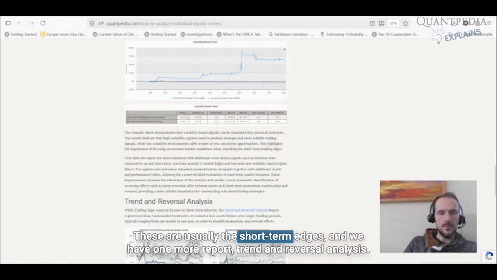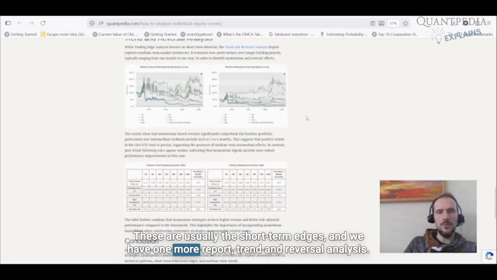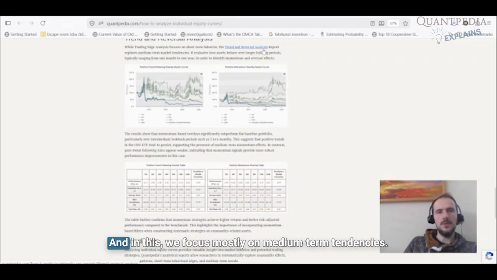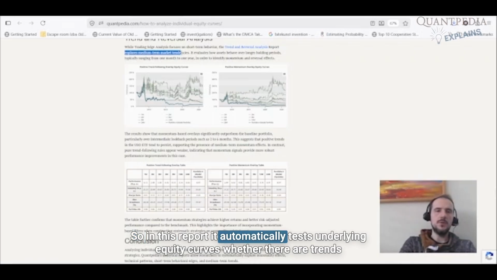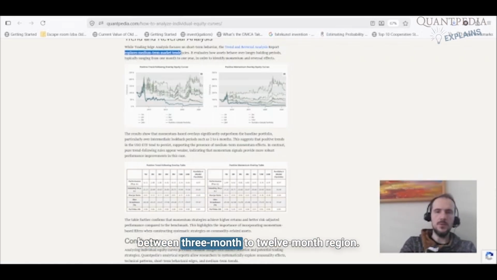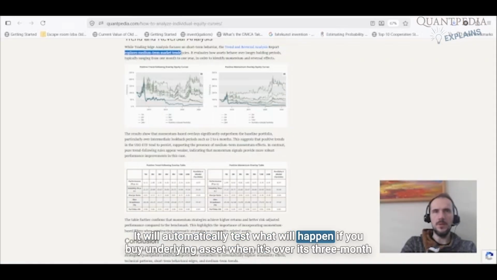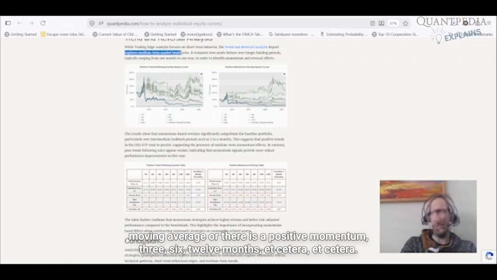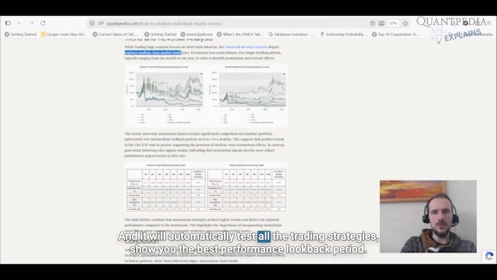These are usually the short-term edges, and we have one more report, trend and reversal analysis, in which we focus mostly on medium-term tendencies. This report automatically tests underlying equity curves for trends in the 3-month to 12-month region. What does it mean? It will automatically test what happens if you buy the underlying asset when it's over its 3-month moving average, or there is positive momentum over 3, 6, 12 months, etc., and it will automatically test all the trading strategies and show you the best performing look-back period.